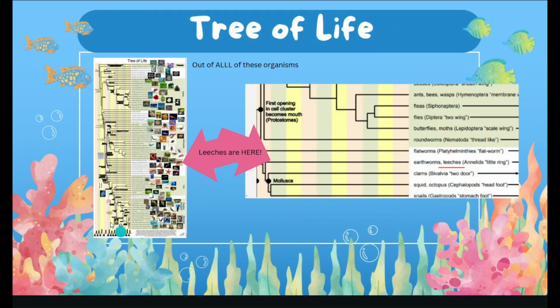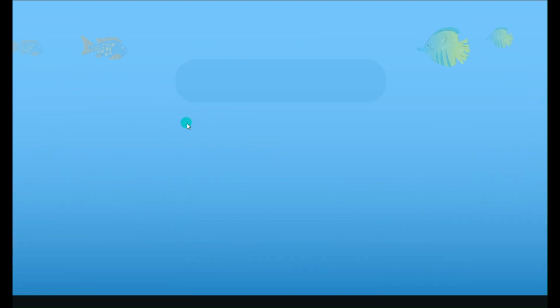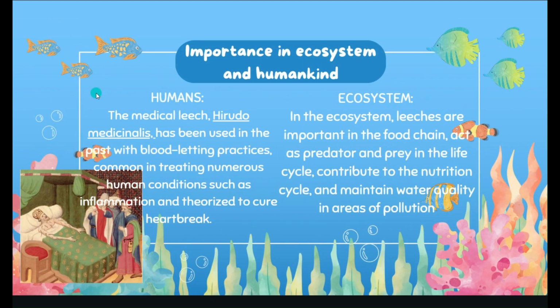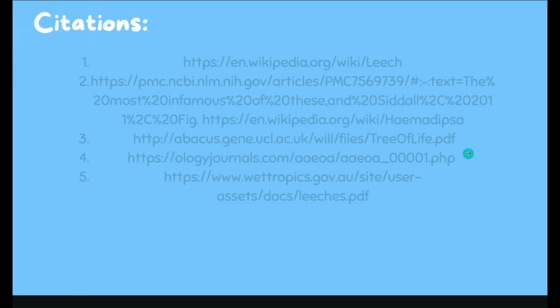Next, in the tree of life, out of all of these species, here are earthworms and leeches, under protostomes, of course. And then the importance: like I mentioned before, Hirudo medicinalis has been used in the past for bloodletting practices, treating numerous human conditions such as inflammation, and theorized to cure heartbreak. However, in the ecosystem, they are important in the food chain. They act as predator and prey in the life cycle, contribute to the nutrient cycle, and maintain water quality in areas of pollution.